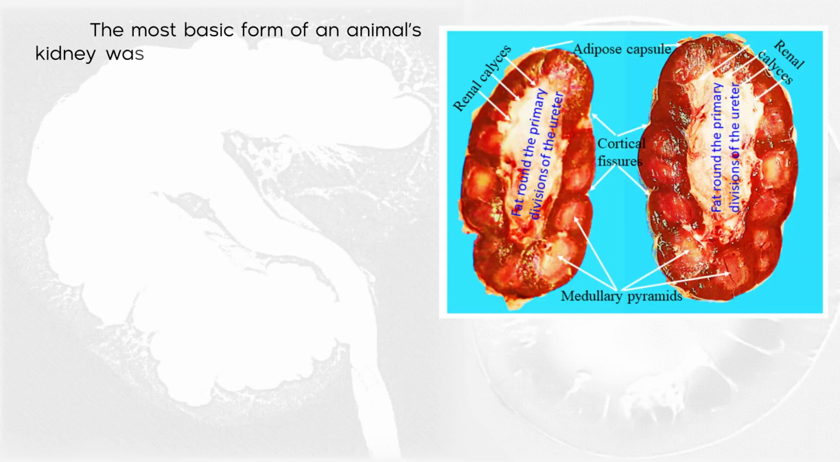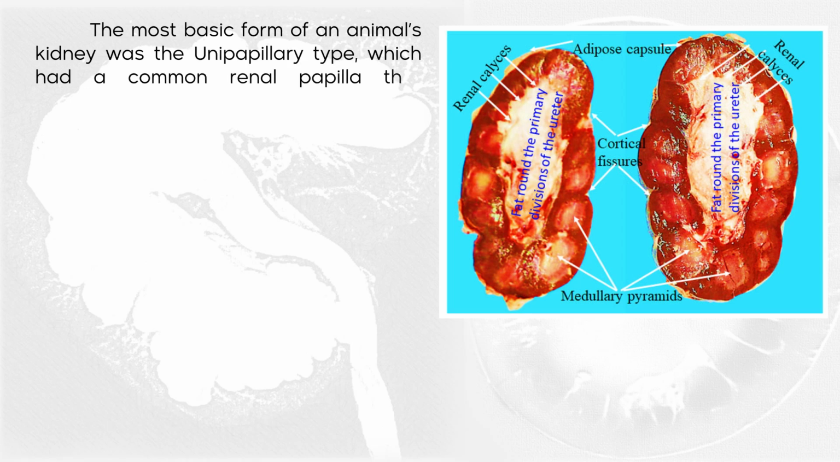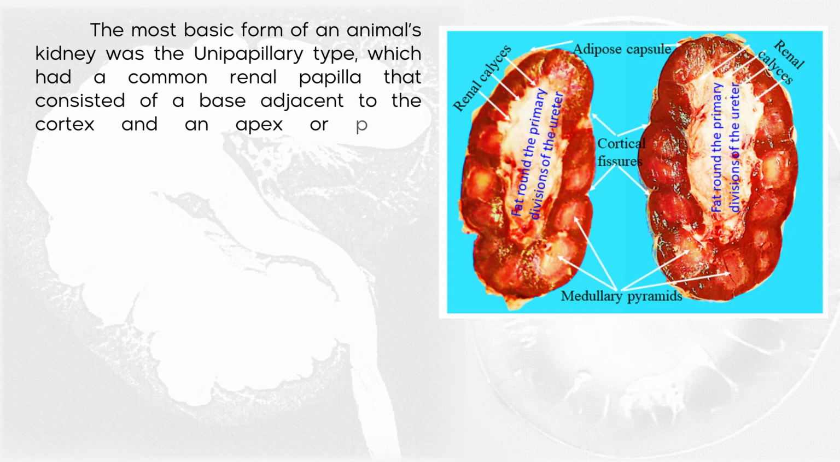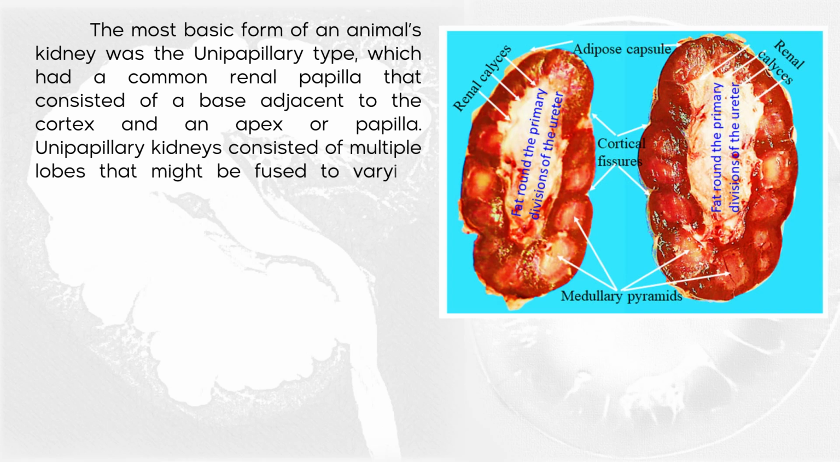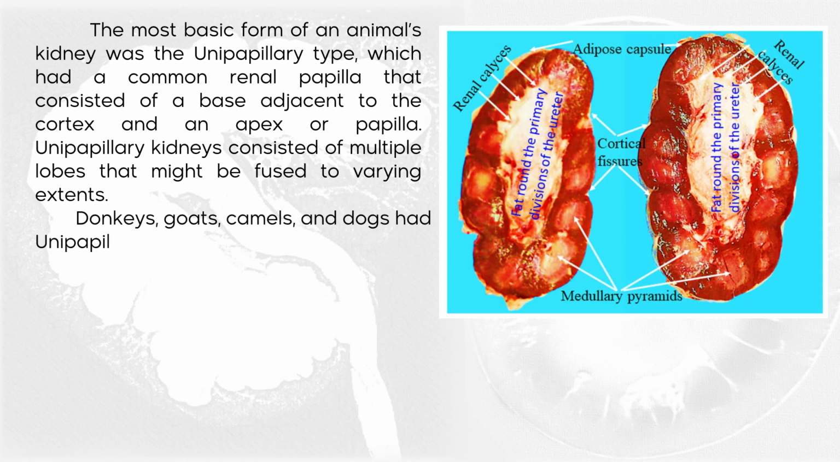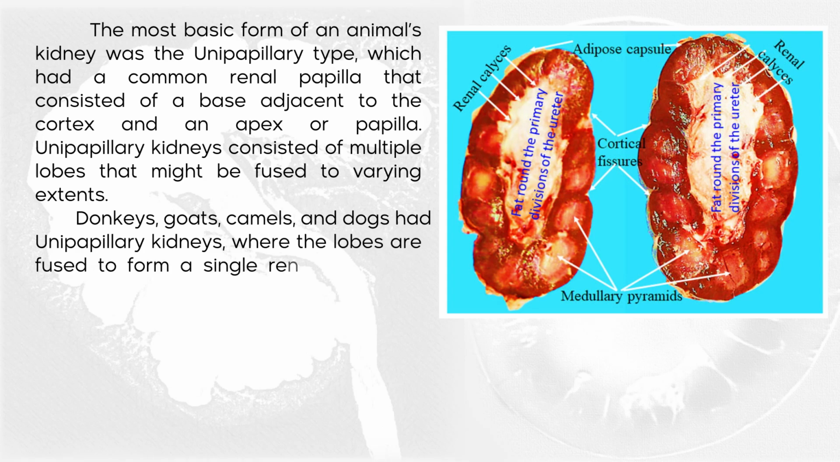The most basic form of an animal's kidney was the unipapillary type, which had a common renal papilla that consisted of a base adjacent to the cortex and an apex or papilla. Unipapillary kidneys consisted of multiple lobes that might be fused to varying extent. Donkeys, goats, camels, and dogs had unipapillary kidneys, where the lobes are fused to form a single renal crest that empties into the renal pelvis.